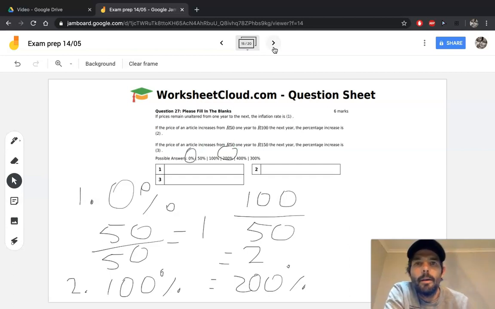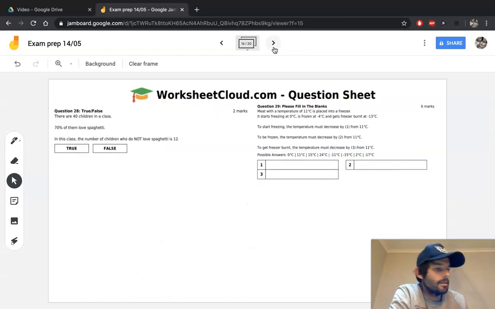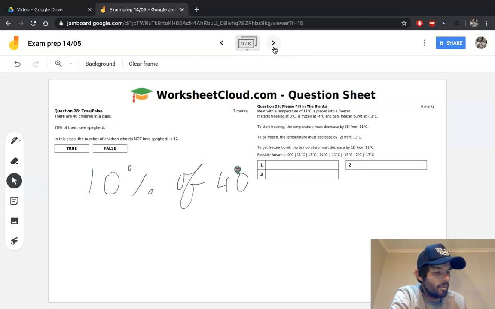Right, question 28. True or false? There are 40 children in a class. 70% of them love spaghetti. In this class, the number of children who do not love spaghetti is 12. So true or false? Let's work out what's 70% of 40. 10% of 40 is equal to 4, because 40 divided by 10 is 4. Therefore, 70% is equal to 28.